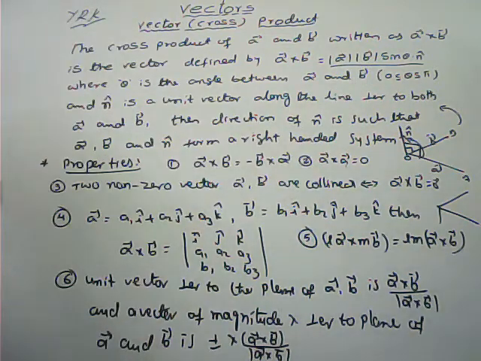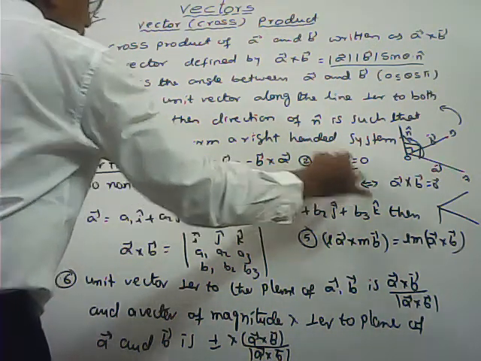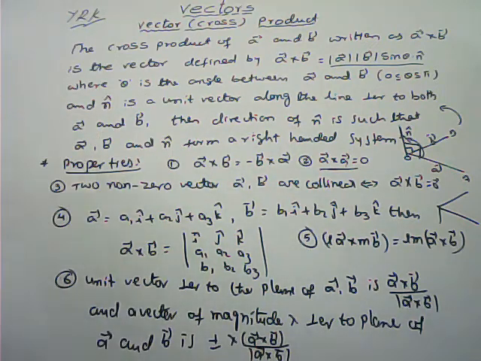So if any two vectors are parallel or collinear, their cross product is equal to 0. Here, two non-zero vectors A bar, B bar that are collinear or parallel, their cross product equals 0.